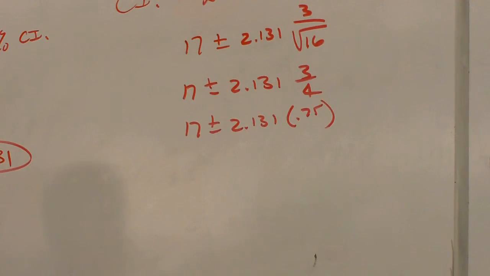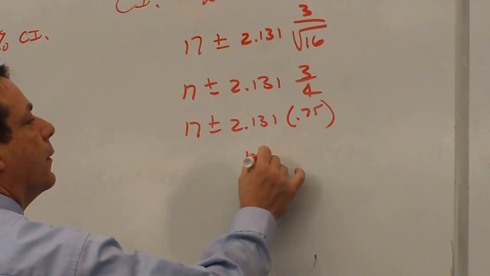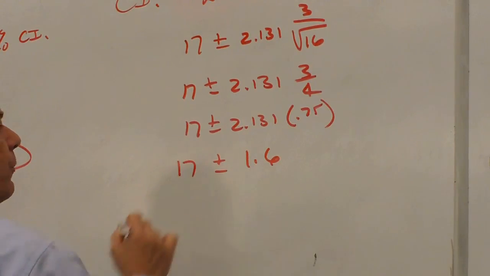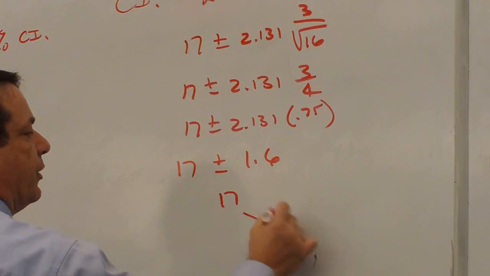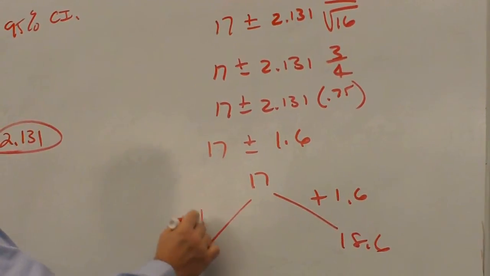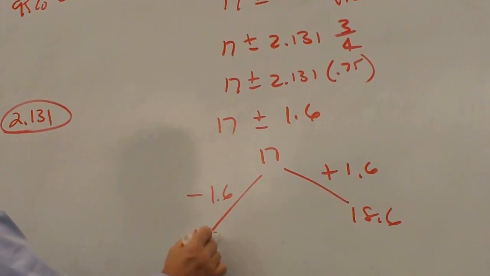0.75 times 2.131 is 1.5, or 1.6, I guess. 1.6. So 17 plus or minus 1.6 would be 17 plus 1.6, and that would be 18.6. And 17 minus 1.6 would be 15.4.